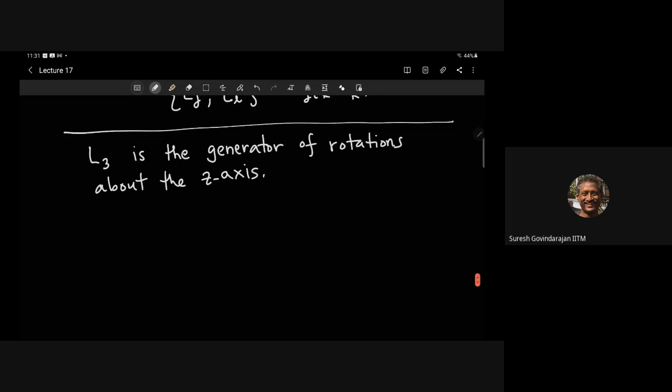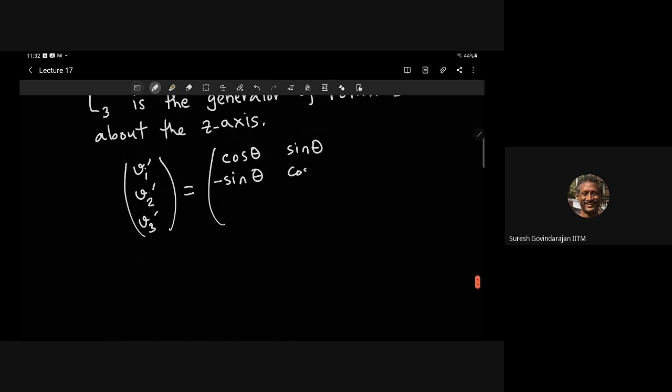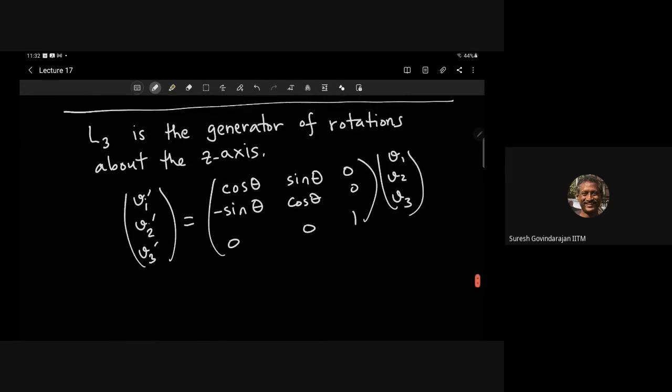Let's look at arbitrary rotations, and say there's a vector v1 prime, v2 prime, v3 prime. So an arbitrary rotation with some finite angle theta. It does nothing to the z component, right? So this is how an arbitrary vector transforms. Do you agree with what I've written? This is the definition of a vector, right?